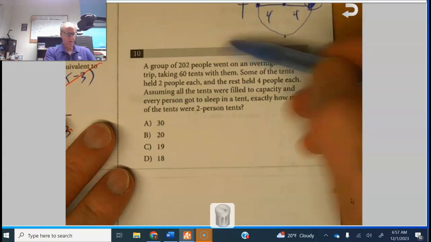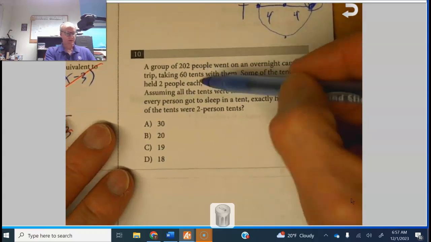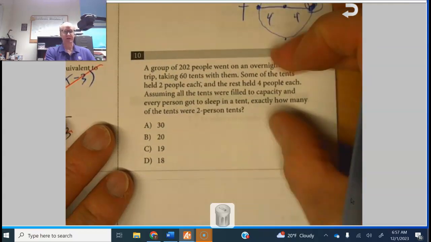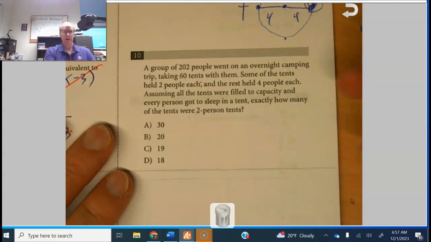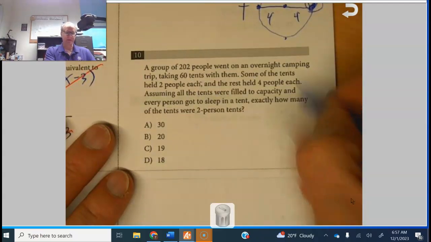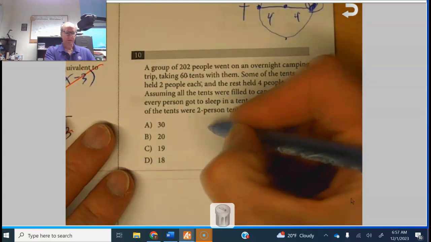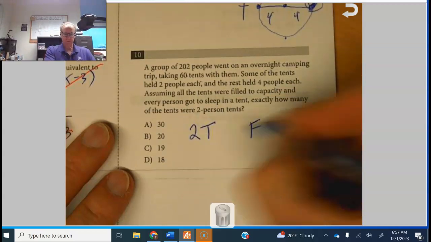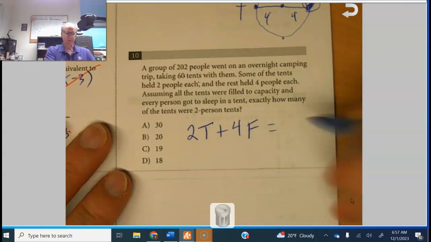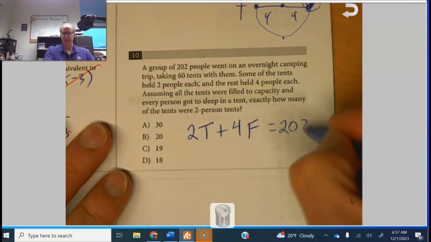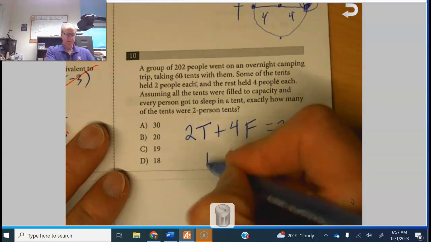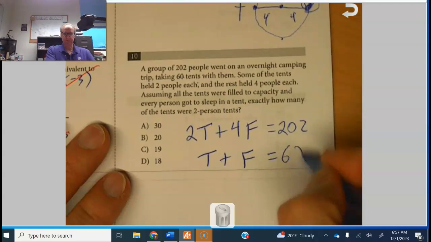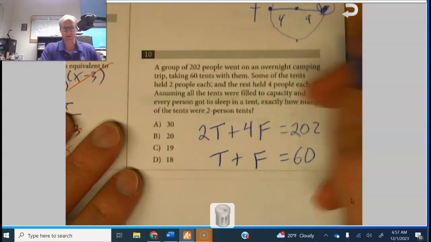This is a group of 202 people. We've got 60 tents. We've got 2-person tents and 4-person tents. This is a very classic system of equations problem. 2 people fit in the 2-person tent, 4 people fit in the 4-person tent, and we have a total of 202 people in tents. And the 2-person tents plus the 4-person tents is equal to 60 total tents. And there's our system of equations.